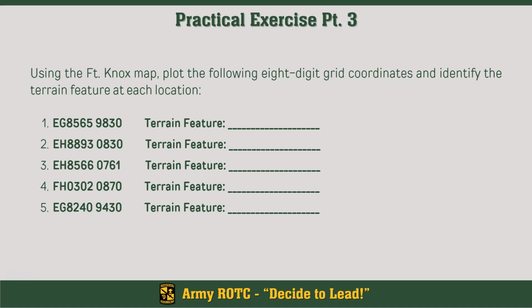The more time you take, the more reps you get in, the more practice you have, the easier this is going to be when you're given your first lane strip at a land nav course. So go through all of these here. There are 5 different 8-digit grid coordinates that I want you to plot on your Fort Knox map with your protractor, and then go back through and see if you can identify what those terrain features are.